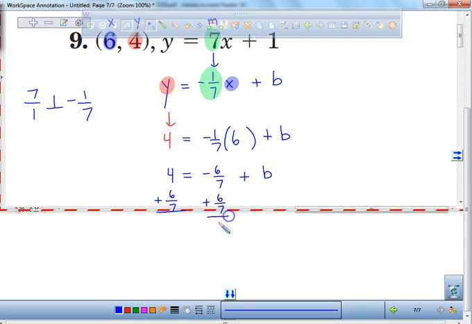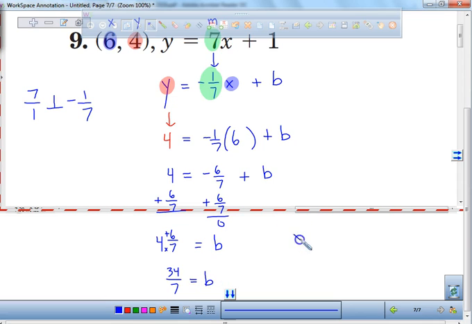Now, this right here zeroes out, and we're left with b equals, now, if you have a whole number and a fraction, you can write it as 4 and 6/7, because that's a whole number and that's a fraction. You can put them together as a mixed numeral. Now what I'm going to do right here is change it to an improper fraction by multiplying 4 times 7 and then adding a 6. 4 times 7 is 28. 28 plus 6 is 34. So I want you guys to write it as 34 over 7.